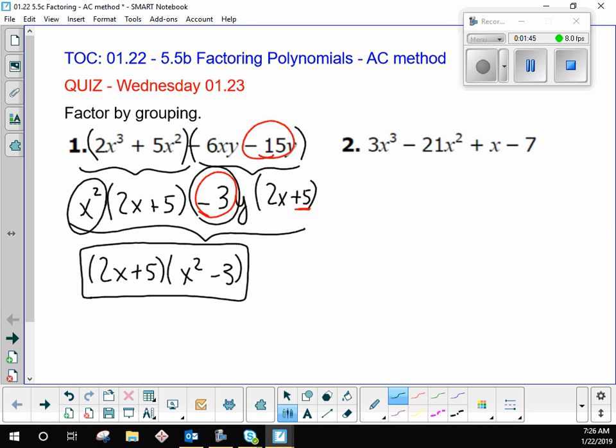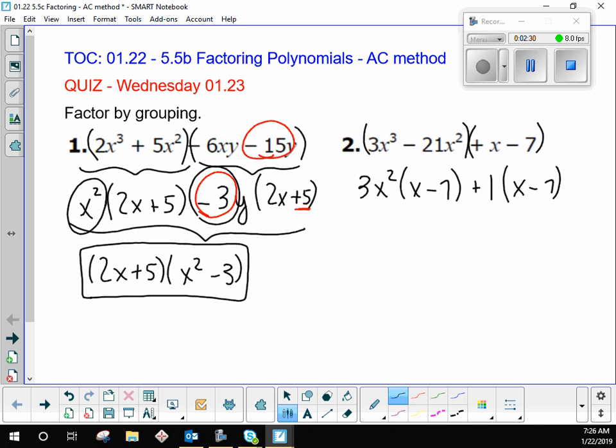Pause the video now if you want to work number 2 before you see the answers. For the second problem, you probably got started on the first group correctly, but then let's look at the second group. We have a plus x minus 7. It kind of looks like they don't have anything in common. But don't forget, just because they're prime, prime numbers have factors of itself and 1. So in this case, we have to put something for a placeholder. So what I'm going to put on the outside, I'm going to put plus 1 is what they have in common.